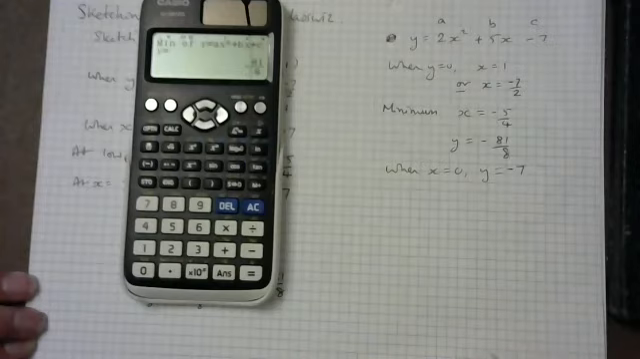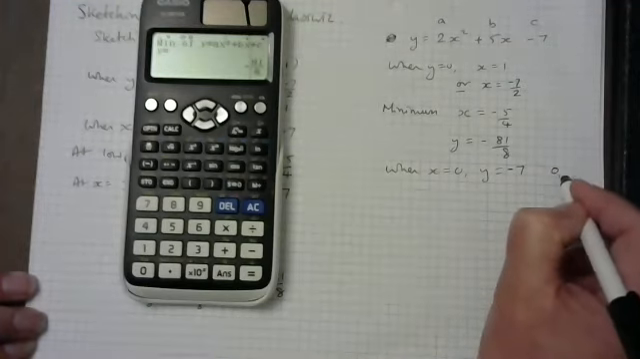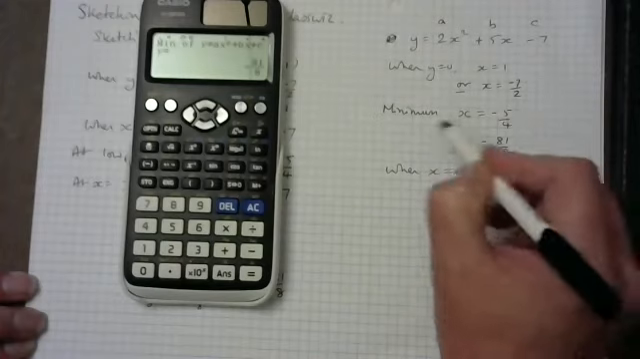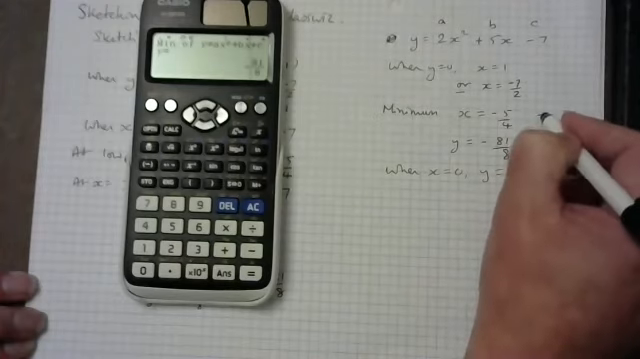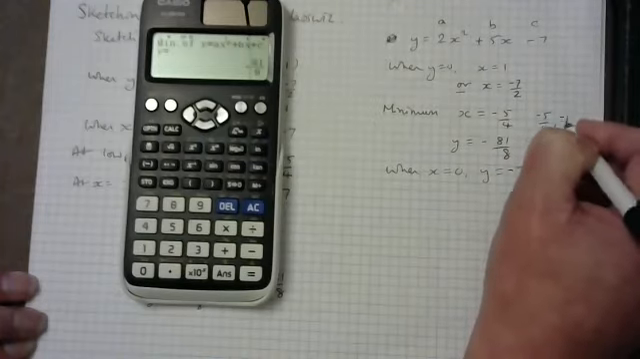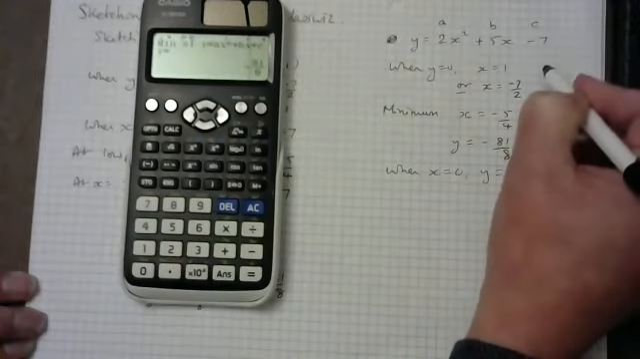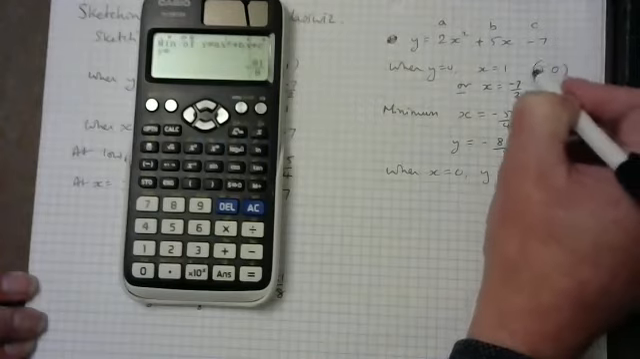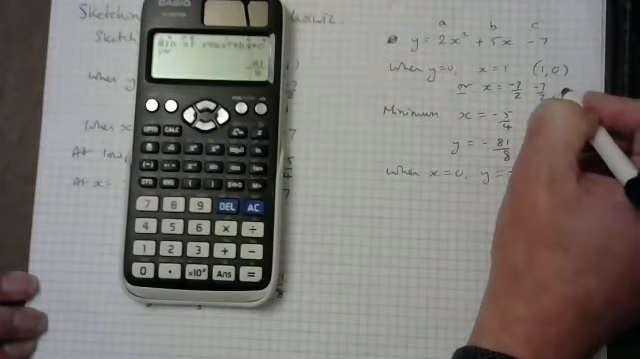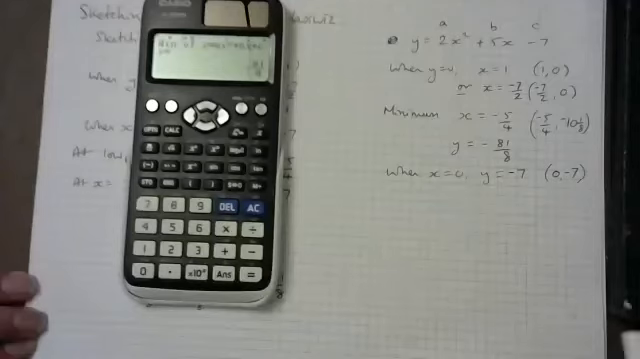Now let's draw the graph. We've got the point 0, minus 7. So over here we'll write 0, minus 7. We've got the point minus 5 over 4. We'll actually call this minus 10 and 1/8. We've got the point 1, 0, and we've got the point negative 7 over 2, 0. Those 4 points allow me to draw the graph.